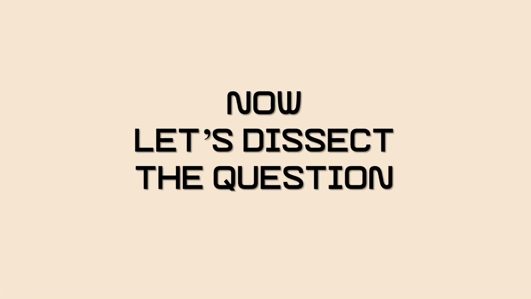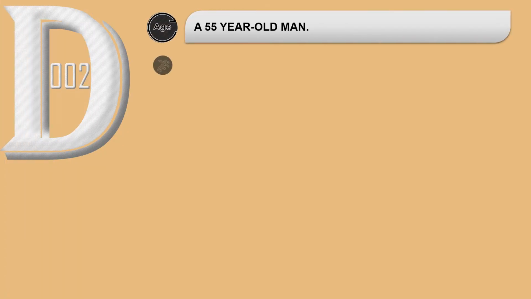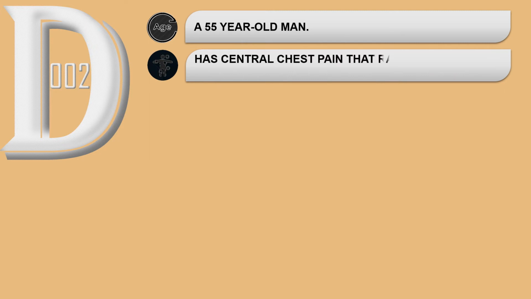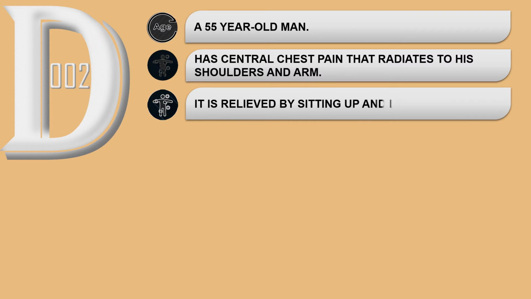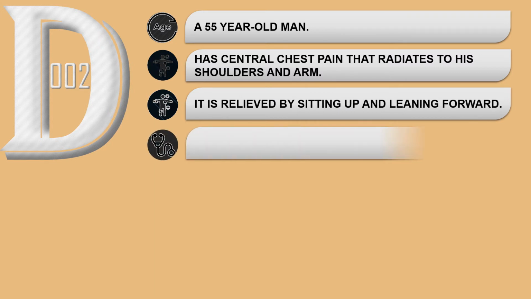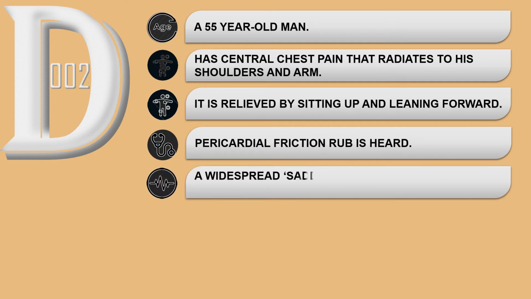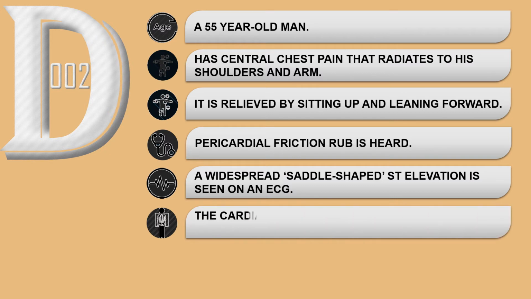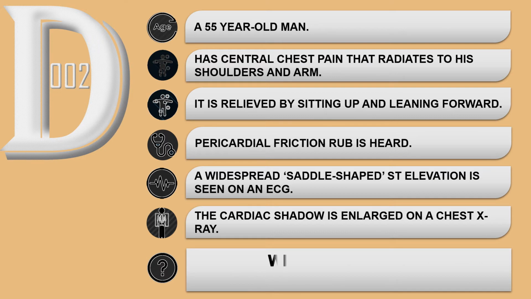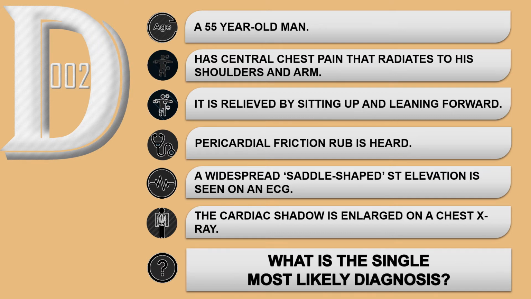Now let's dissect the question and understand what it needs exactly. The question here tells us that a man who is 55 years has central chest pain which radiates to both shoulders and arm. The pain gets better when he sits up or leans forward. On auscultation, a pericardial friction rub was heard. His ECG shows a widespread saddle-shaped ST segment elevation. And a chest X-ray was done on which the cardiac shadow is found enlarged. Once again, the question asks for the single most likely diagnosis.